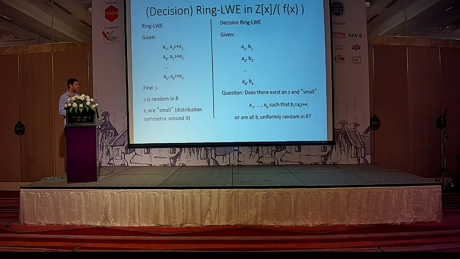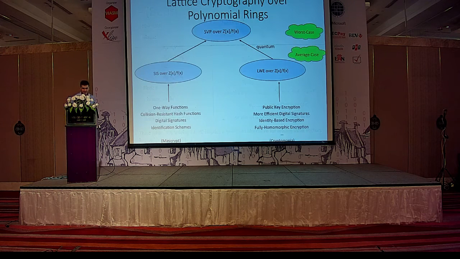And the decision problem is basically: given A and B, decide whether the B_i are actually LWE outputs, or whether these B_i are completely random. Okay, so that's LWE. And we proved that if you can solve LWE for a particular f, then you can find short vectors in any ideal of this ring for the same f, right? So this is what lattice cryptography over a polynomial ring looks like.